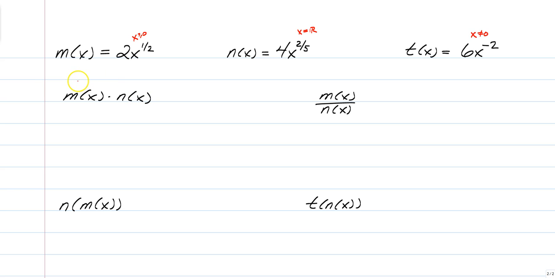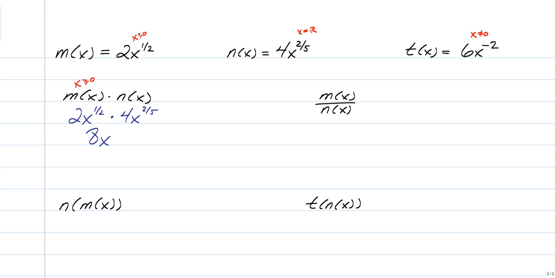Now right off the bat, m would never be allowed to be a negative number. So that follows. But now we're just going to do m of x times n of x. So that's just 2x to the 1/2 times 4x to the 2/5. 2 times 4 is 8. And x, when we multiply, remember we add our exponents.